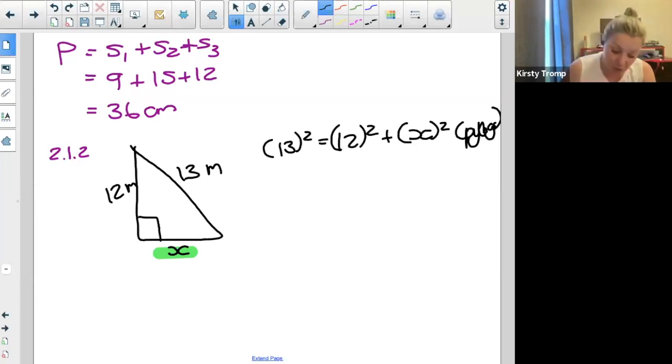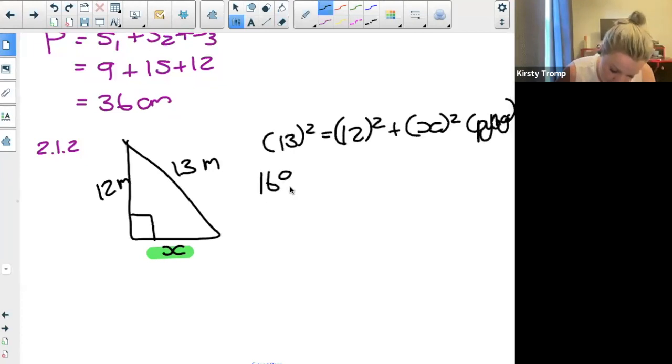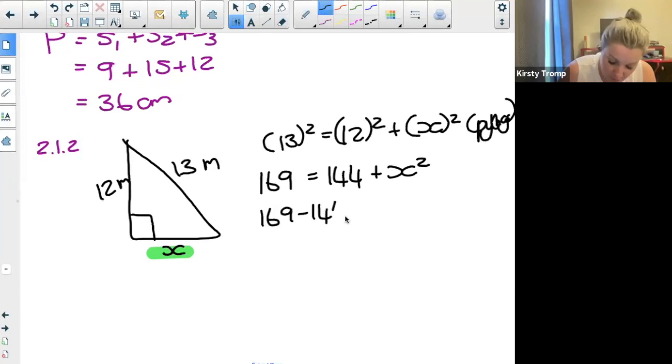All right. So 13 squared, what's 13 squared, everybody? Come on, who knows their square numbers off by heart? What's 13 squared? 169, good. 169. 12 squared, what's 12 squared? 144. I'm missing my x squared. I take 144 across. 169 minus 144 equals x squared.